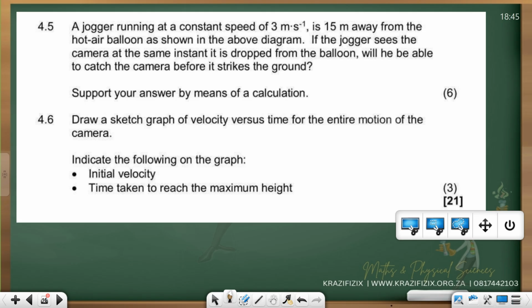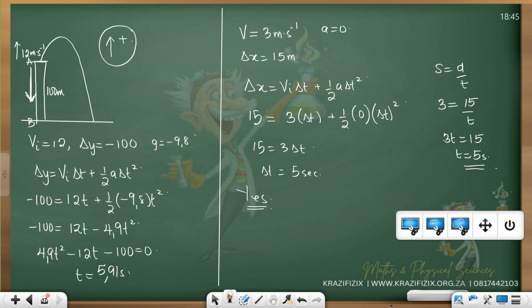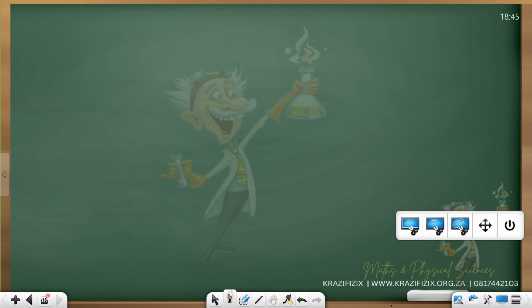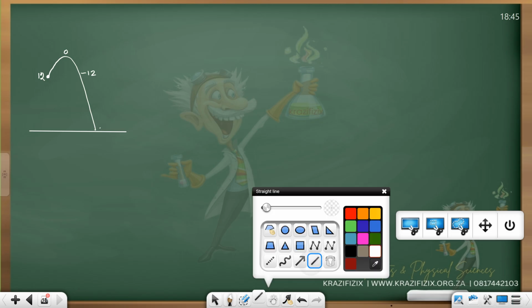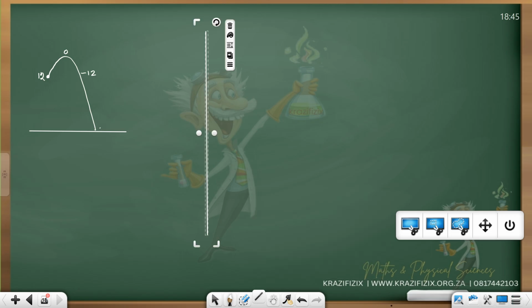All right, a velocity time graph. To draw the velocity time graph, I told you to use your sketch. Your sketch is always a very good point to start from. If I use my sketch, we started from 12, we went up, and we came down. So it's 12, it's 0, negative 12, and we don't know what that velocity is, and we don't really need it.